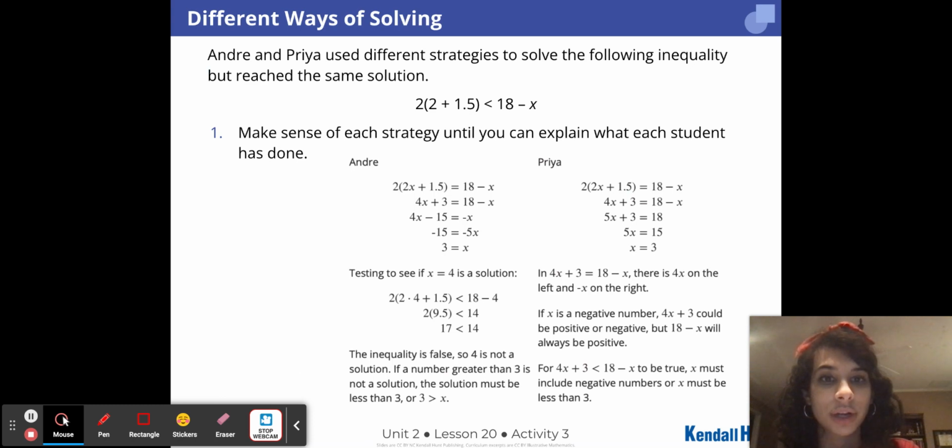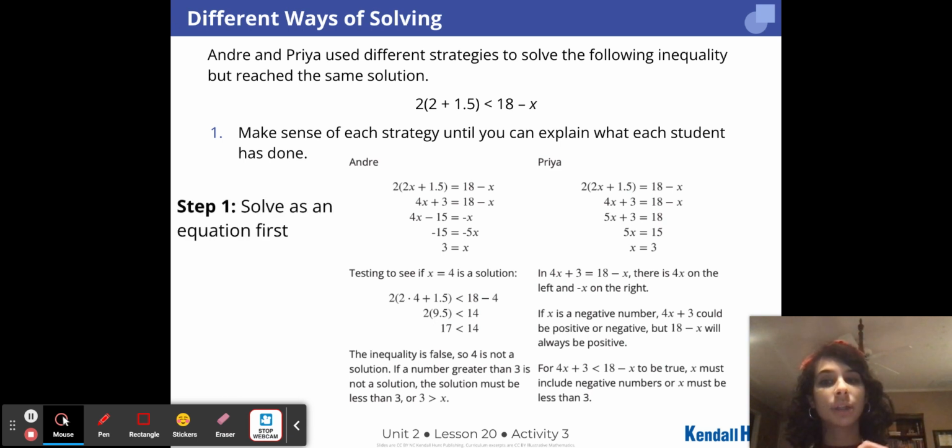So Andre and Priya used two different strategies for solving the inequality but reached the same solution. There are two more strategies given to you as well. I want you to read through both of these strategies and make sense of them for yourself and figure out what is going on here. What you'll notice at the beginning is that both of them are solving this inequality as an equation first. And this is very useful because you're familiar with solving equations. We've been doing it over the past couple of months since you've been here, and many of you started doing that in 8th grade. So if you solve something as an equation first, that is something you are comfortable with.